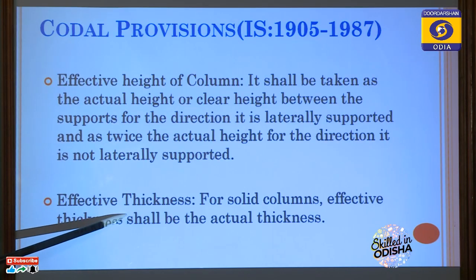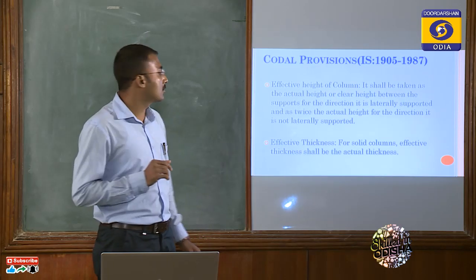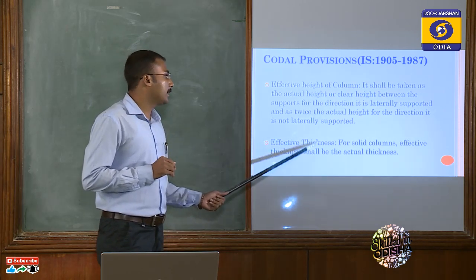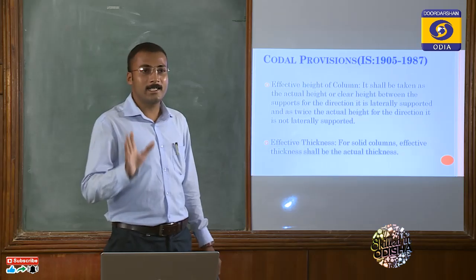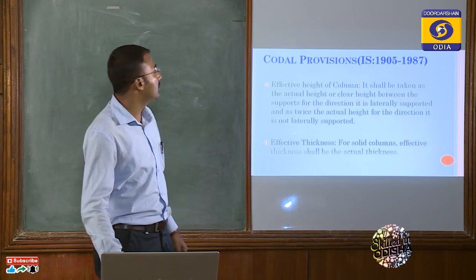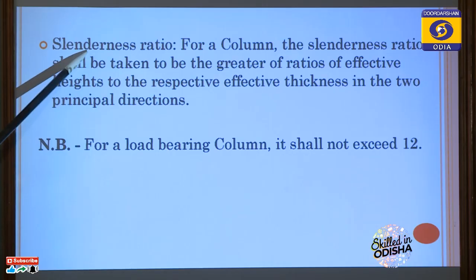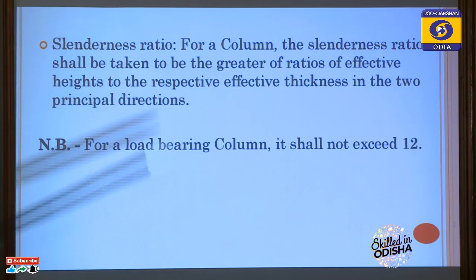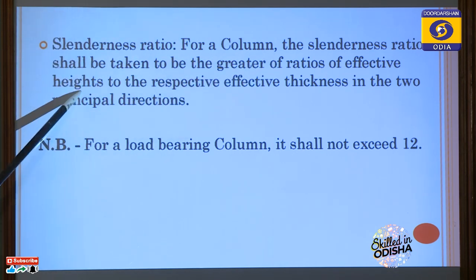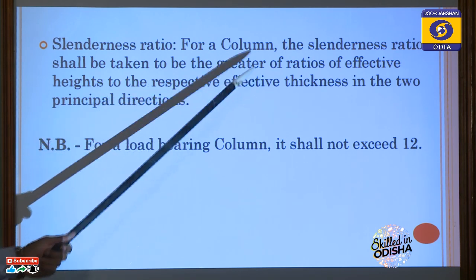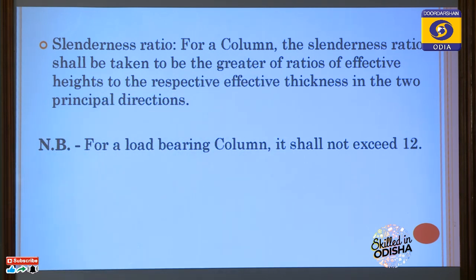And the effective thickness. These masonry columns are generally solid columns, no hollow columns are built in masonry structures. The effective thickness is the actual thickness, that means whatever section is specified, that thickness will be taken as the effective thickness. And the slenderness ratio for the column shall be taken to be the greater of the ratios of effective height to the respective effective thickness in two principal directions.